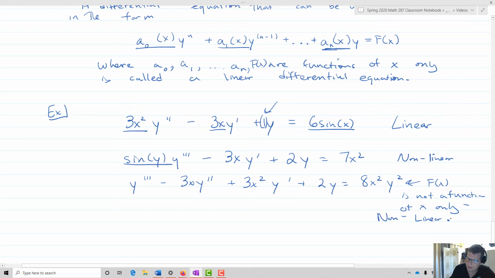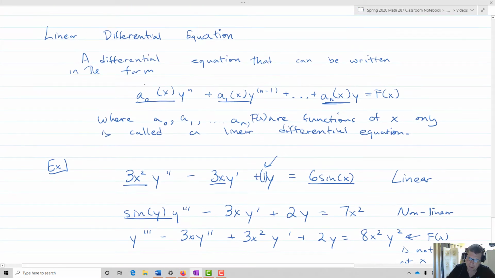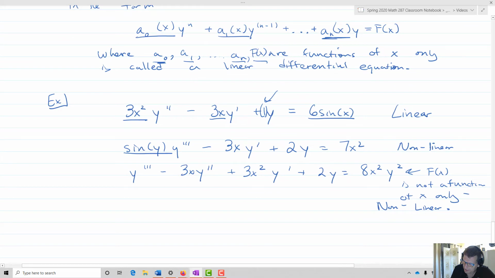Just to emphasize, in order to have something be linear, we have to have all of the functions in front of each one of the derivatives, and the function that we set our differential equation equal to, be functions of x only. So if we go back up here, it can be written in the form a naught of x y to the n plus a1 of x y to the n minus 1, all equal to f of x, where the a naught, a1, an, and f of x are functions of x only. And that's what makes that equation linear.